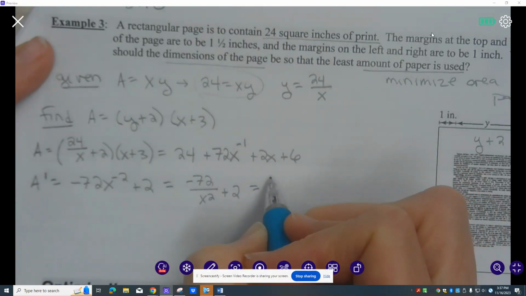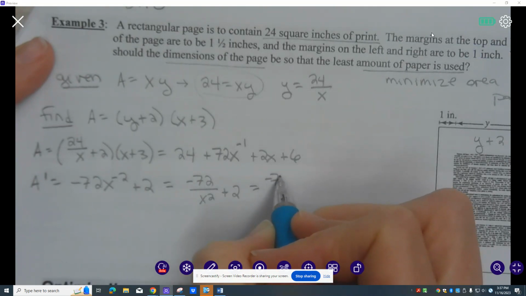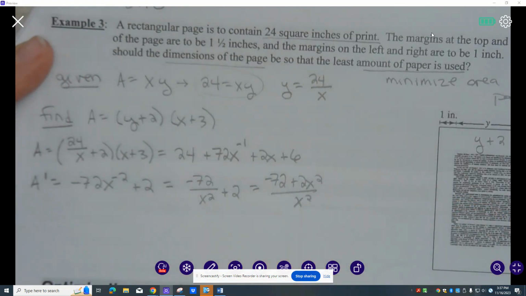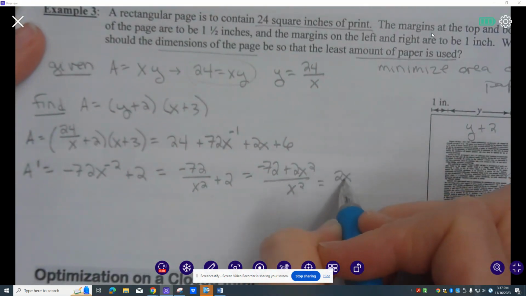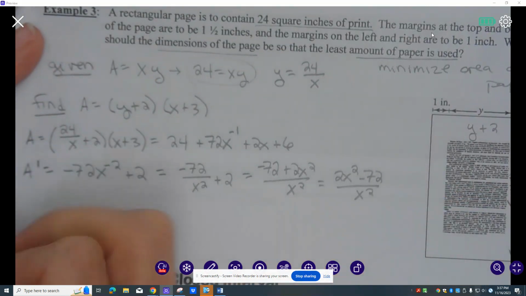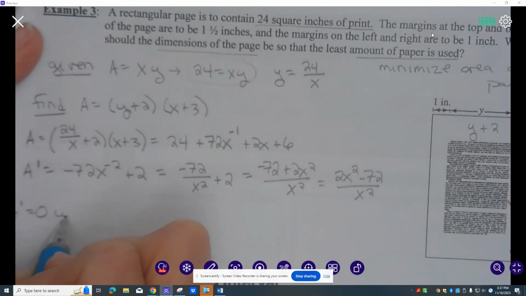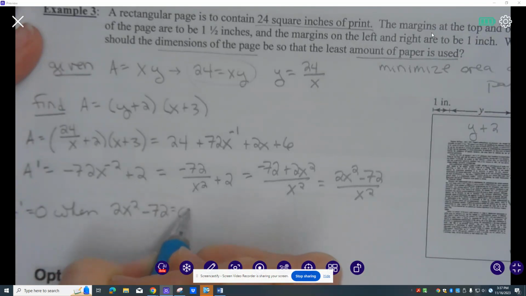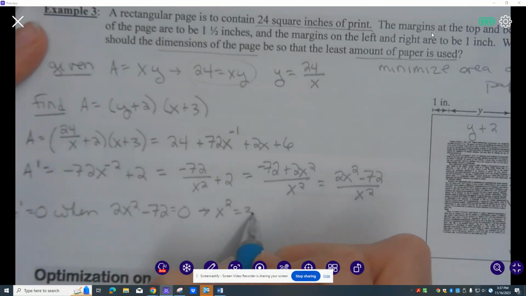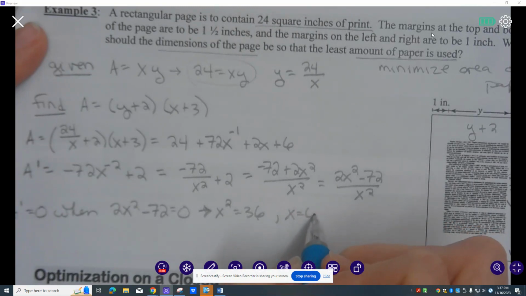So then I would have negative 72 plus 2x squared over x squared. And just because I don't like a negative out in front, I'm going to write it as 2x squared minus 72 over x squared. Okay, so a prime will equal 0 when the numerator equals 0. So when 2x squared minus 72 equals 0, and after some simplifying, which you can pause and do, you're going to get x squared equals 36, or x equals 6.